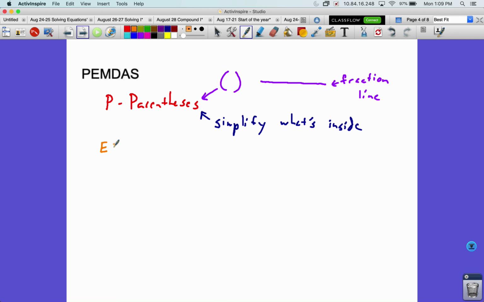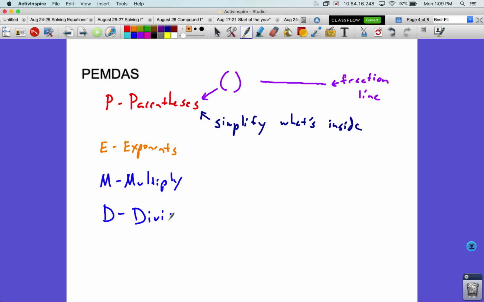All right. E stands for exponents. All right, so if we see an exponent, we want to replace that with a single number wherever that happens. All right. M stands for multiply. And D stands for divide.